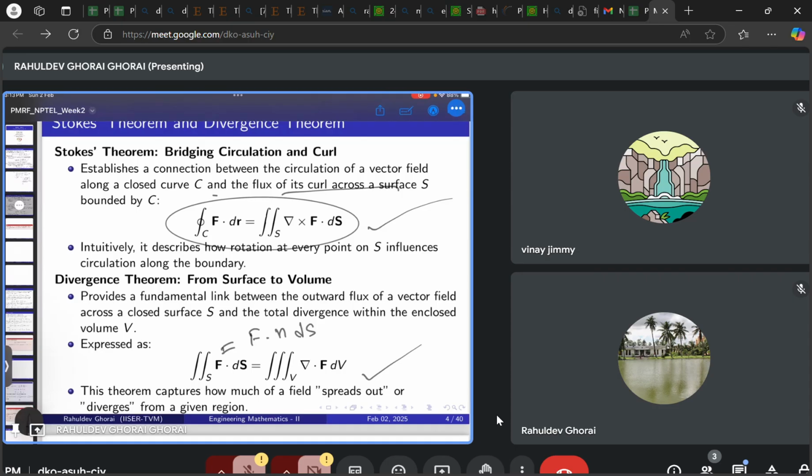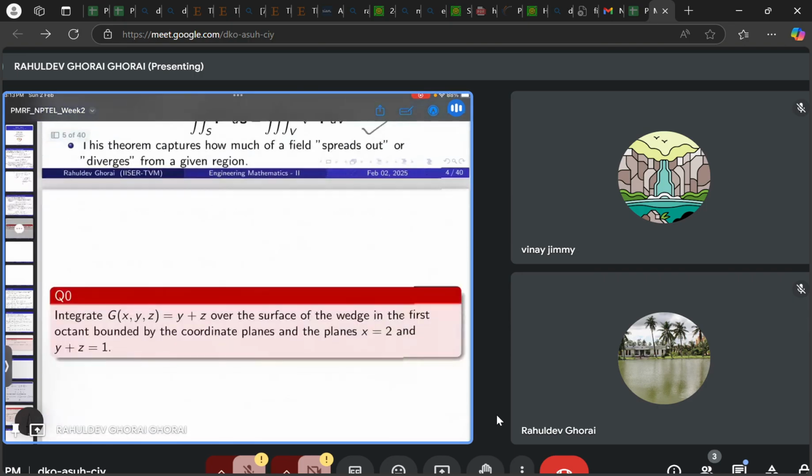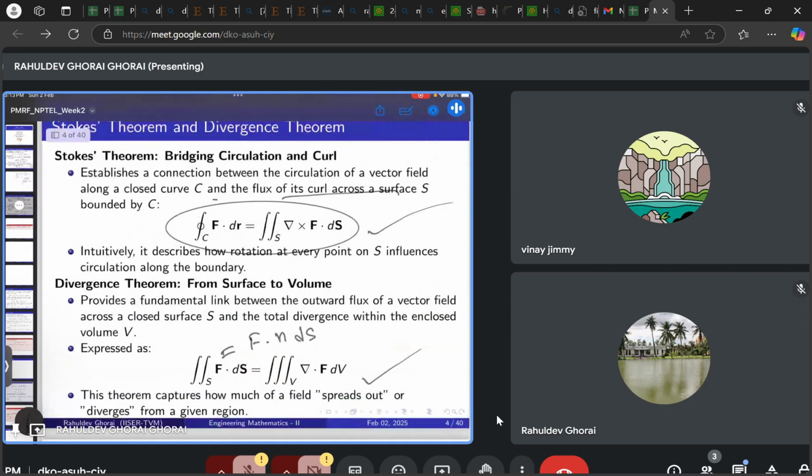Okay, so I am done with recalling the theorems which I need for today's tutorial. So if you have any doubt, please ask. I'll just wait for 1 minute.